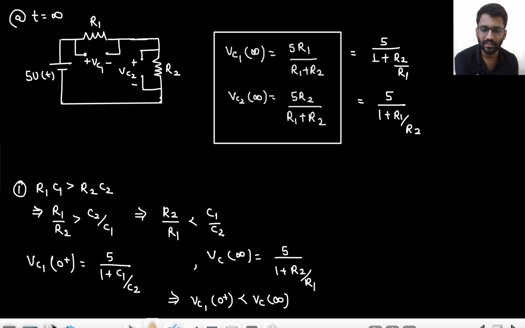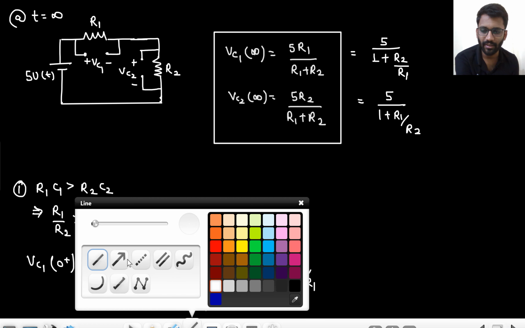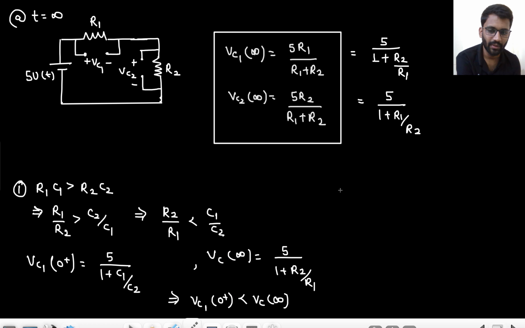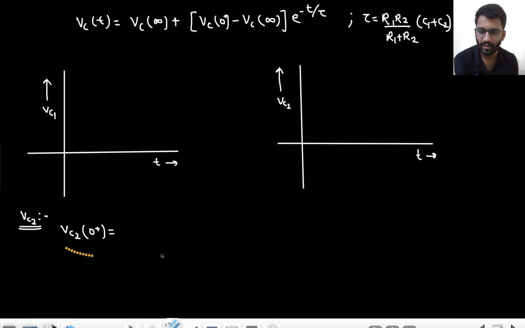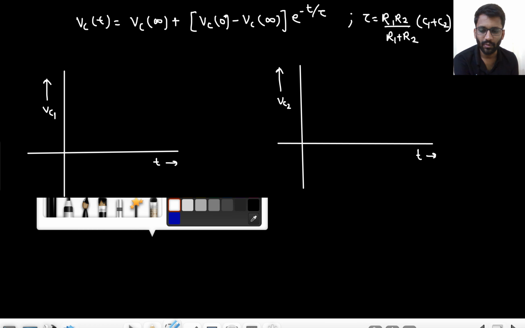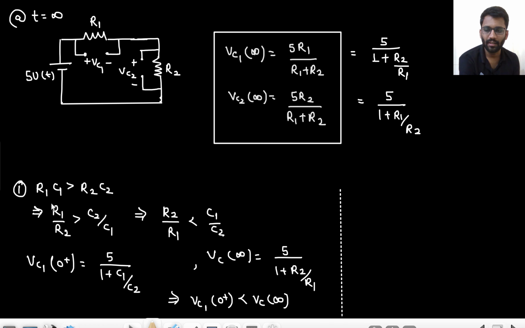So this was for VC1, and here I will comment only about VC2. No need to go to this page, forget about it. For the first condition, R1 by R2, this is the condition I am talking about. VC2 at t equals 0 plus was 5 upon 1 plus C2 by C1.